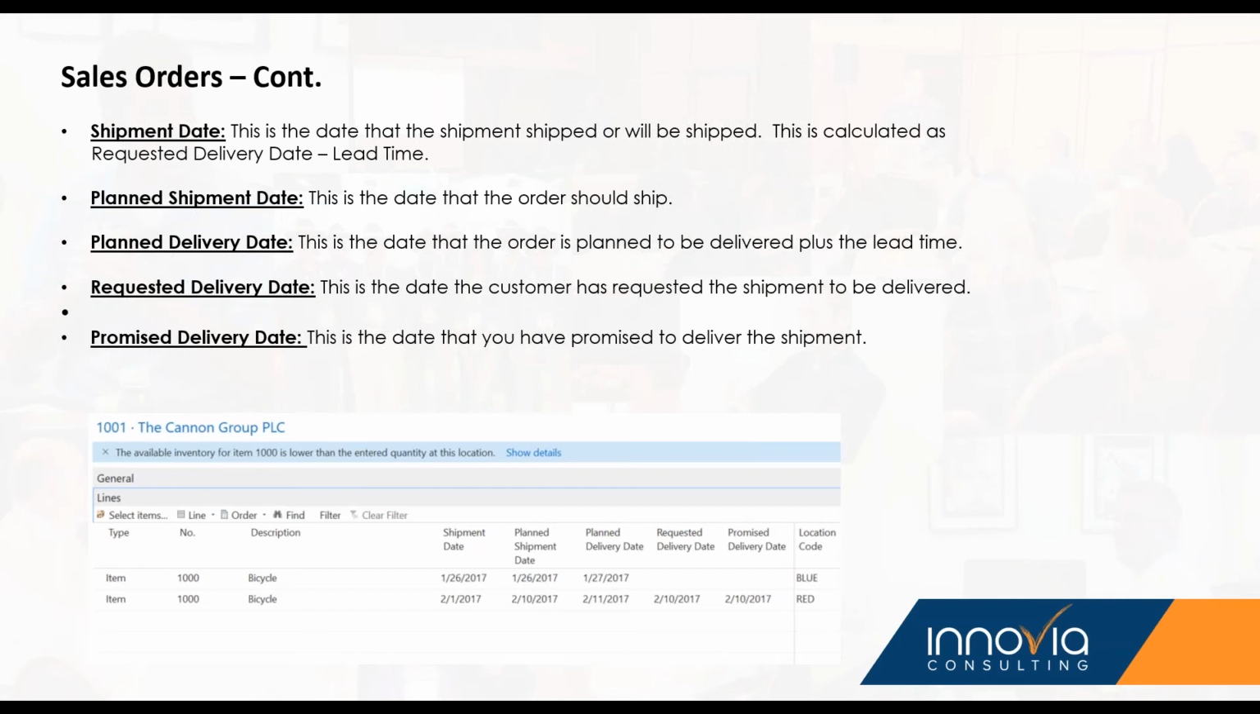Oftentimes your planned shipment date and your shipment date are going to be the same, but there always are those cases where things don't play out the way we want them to. And as we see, we have 3 types of delivery date: a planned delivery, a requested, and a promised. Just as we have with purchase orders, they're doing the exact same thing. We are promising that we're going to deliver it, or the customer is requesting, or we are planning.